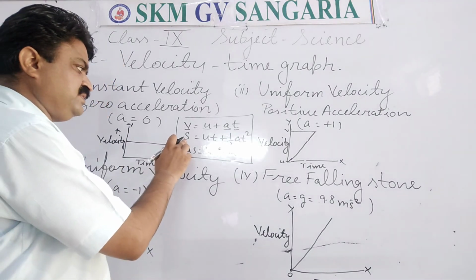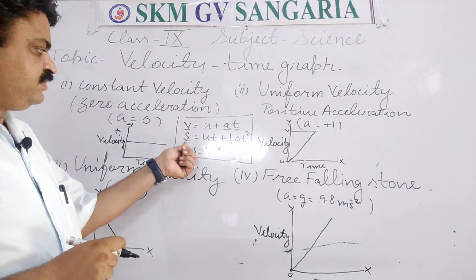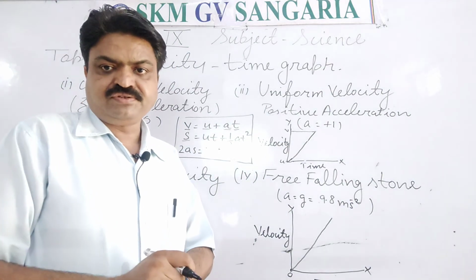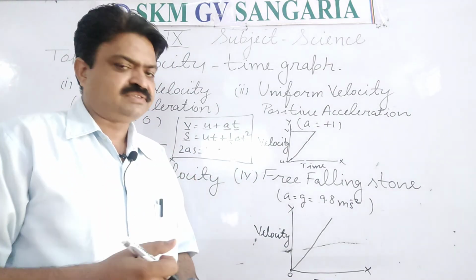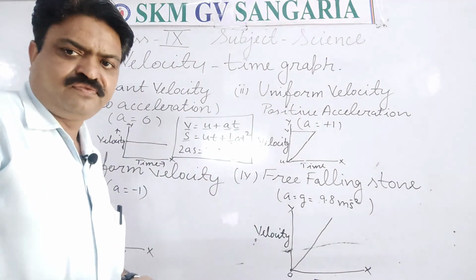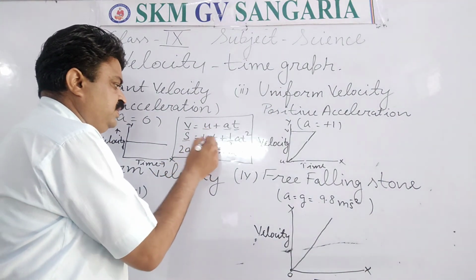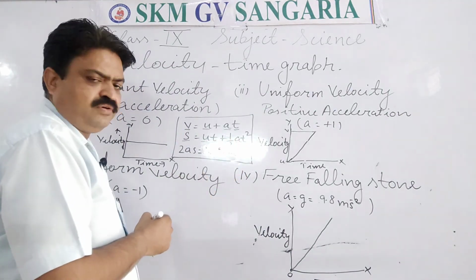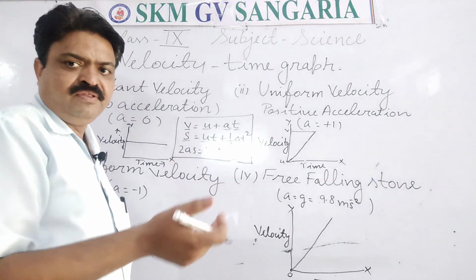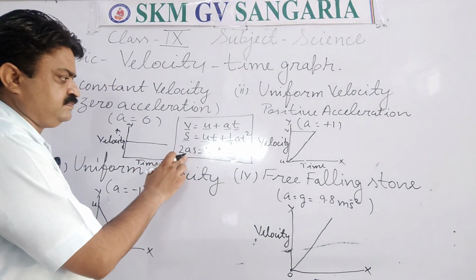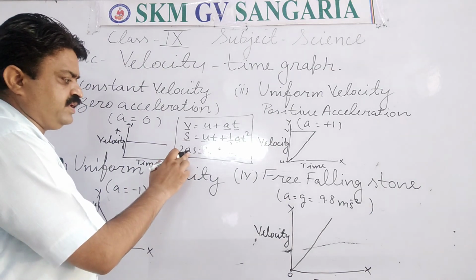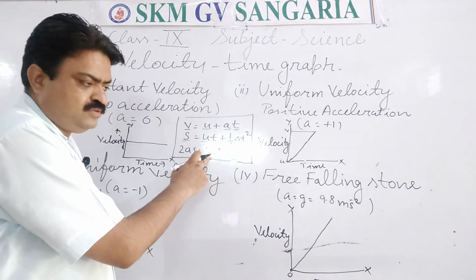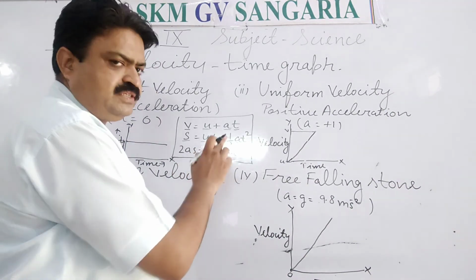Next is this s, which is used for distance or displacement, students. And u is used for initial velocity, t is used for time, a is for acceleration, and t is again for time. Now we come to the next. It is 2as: a for acceleration, s for distance or displacement, v for final velocity, u for initial velocity.